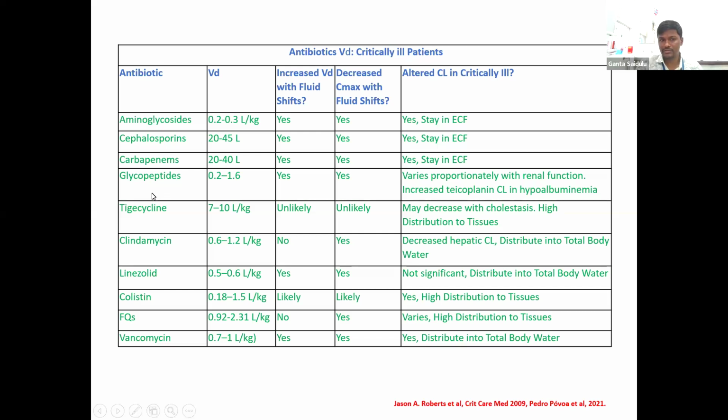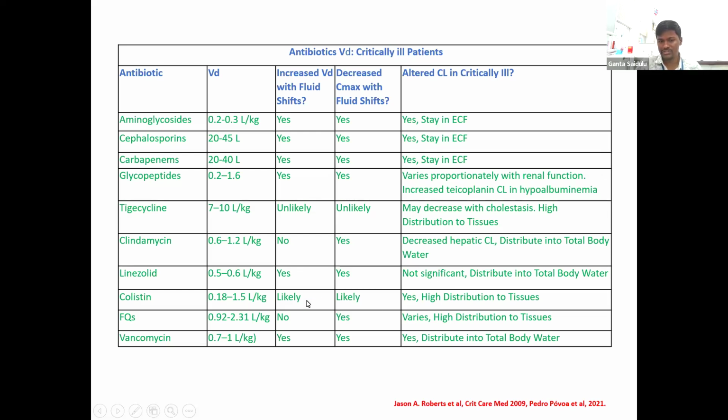So our first four antibiotics are hydrophilic antibiotics, and tigecycline, clindamycin, and linezolid are basically lipophilic antibiotics. Linezolid is amphoteric, both hydrophilic and lipophilic. That's why it can be affected by both changes. But linezolid has an excellent volume of distribution. It doesn't stay in the ECF. It can distribute in the total body water. And tigecycline and clindamycin are not affected by any of the fluid shifts. They have a good volume of distribution. They can distribute in the tissues.